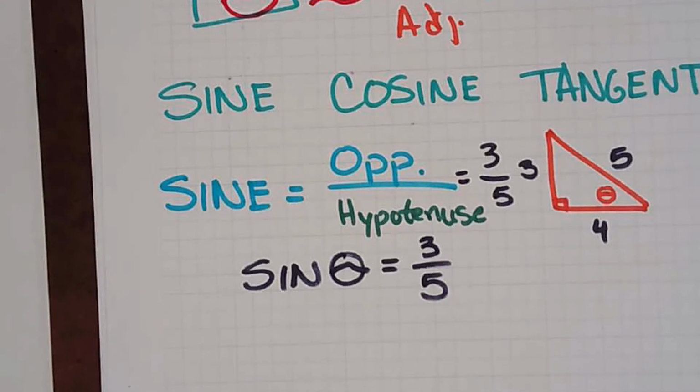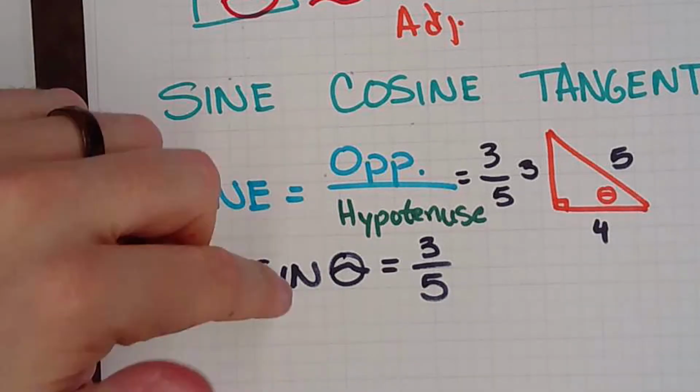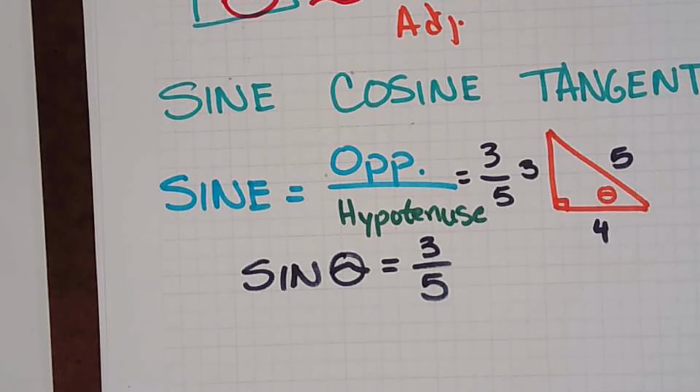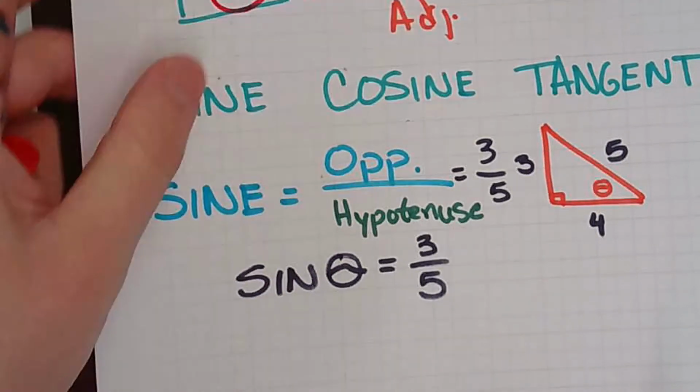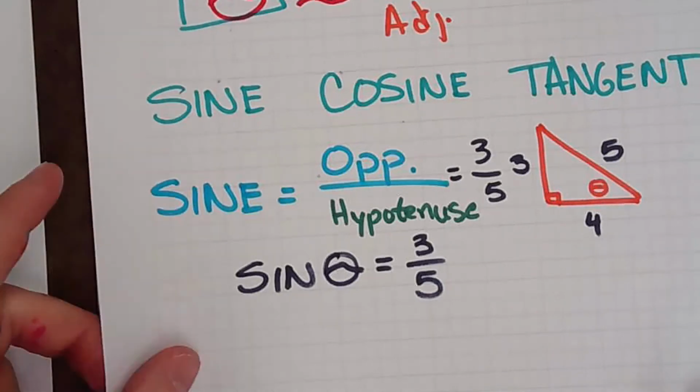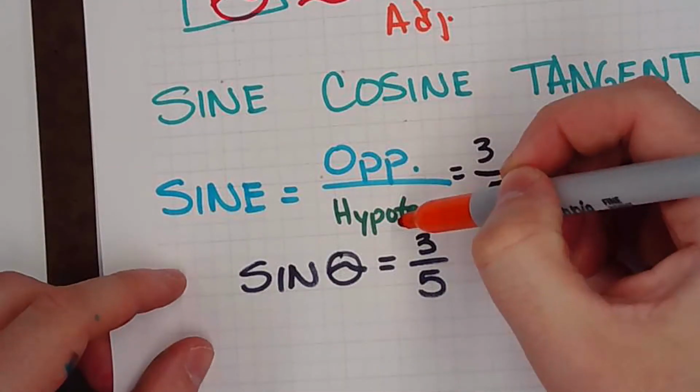Sine is the shorthand, or sin is the shorthand for sine. Got to save that one letter. Don't have to write that. So sine of theta, the sine of that angle, is 3 over 5. Okay. How you feel? I'm going to give you another example. Take a good look. Gabe, you're going to help me on this one. The sine is the opposite over the hypotenuse.